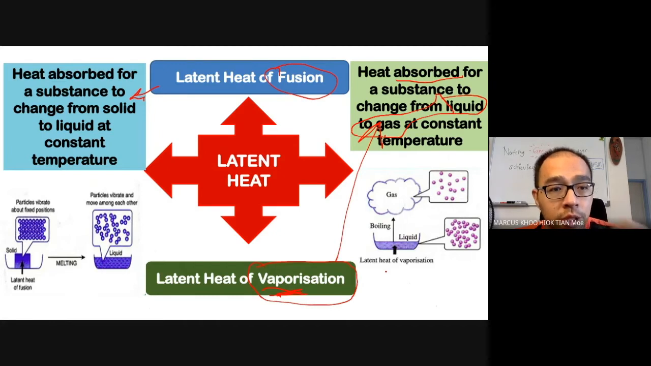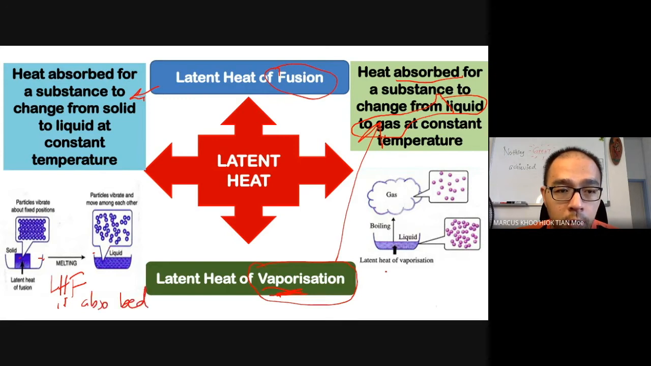Which means that when melting happens, when solid is being changed to liquid, latent heat of fusion is absorbed. Latent heat of fusion is absorbed. When liquid changes to gas, when water changes to gas, latent heat of vaporization is absorbed.